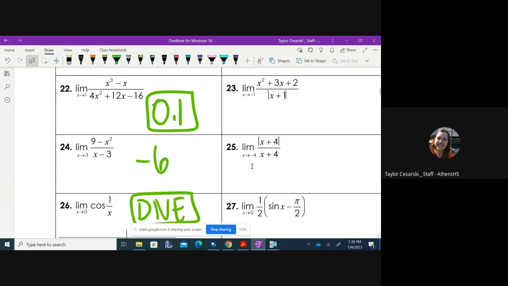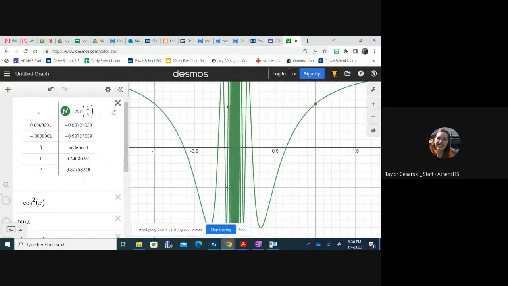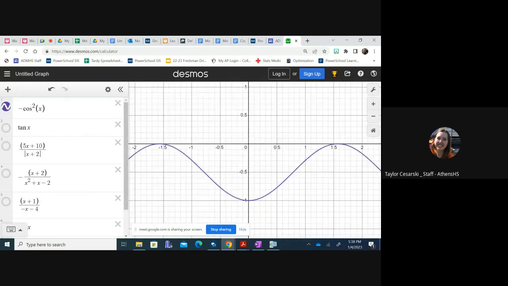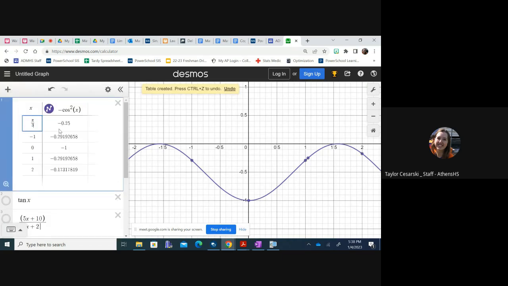Okay, negative cosine squared of x. Let's look at that one. I'm going to turn on that graph. Now this one, we're looking as x approaches pi over 3. If I type in pi over 3, this value actually does exist on the graph.